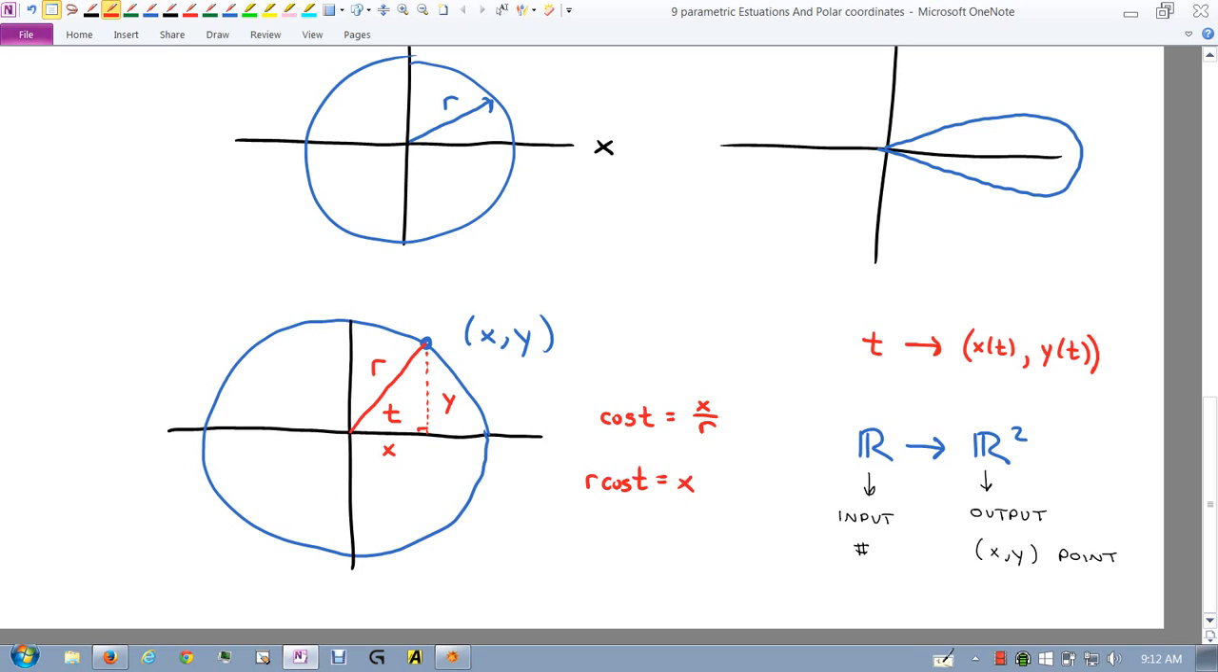Remember, r is fixed. R is a constant here. I could have put 2 or something like that. And similarly, what's y? R sine t. R sine t is y.